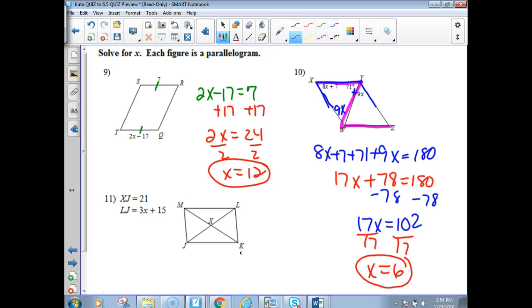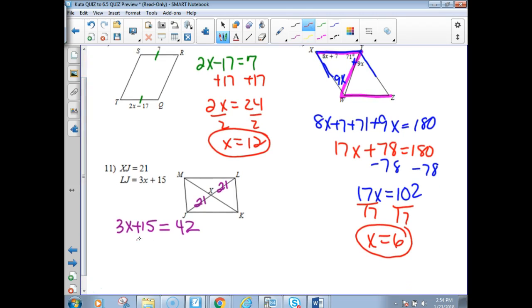Okay, we're dealing with the properties of parallelograms right now. X to J is 21. The diagonals, we should remember, bisect one another. So if that's 21, x to L is 21 as well. But they said LJ, that's the whole diagonal, 3x plus 15. It's going to equal not just 21, but 21 plus 21, which is 42. So be careful.